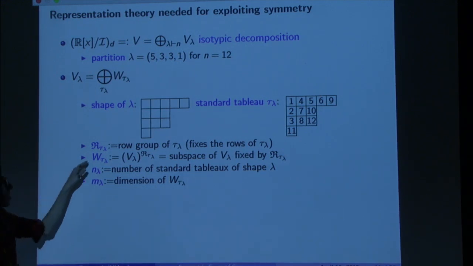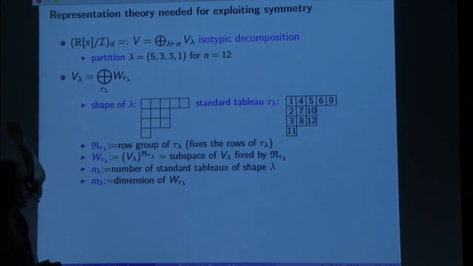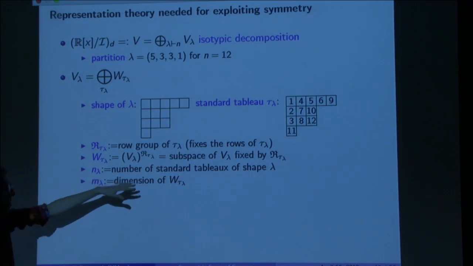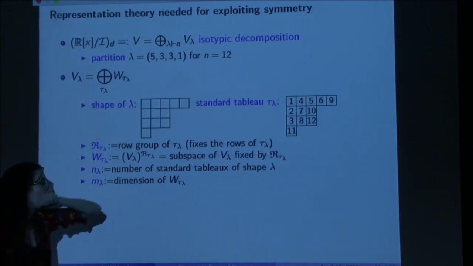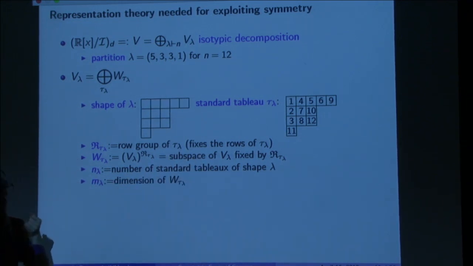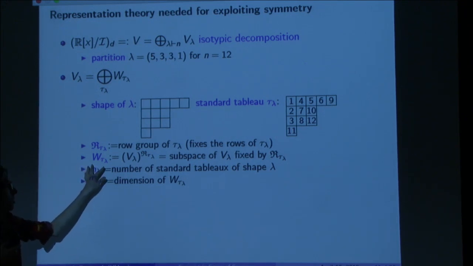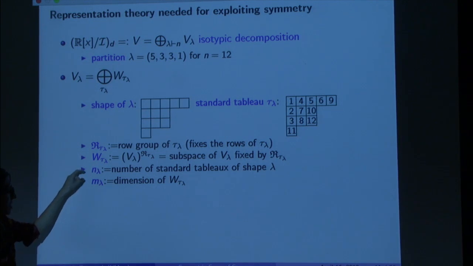And so I'll let W tau lambda, so these guys, be just the subspace of points of my isotypic component that are fixed by my row group. So my W tau lambda are going to be invariant under my row group. And this is the part of the symmetry that it's going to retain. And just some definitions. I'll let n lambda be the number of standard tableau of shape lambda, and m lambda will be the dimension of W tau lambda. If you know representation theory better, that's also the multiplicity of your irreducible.